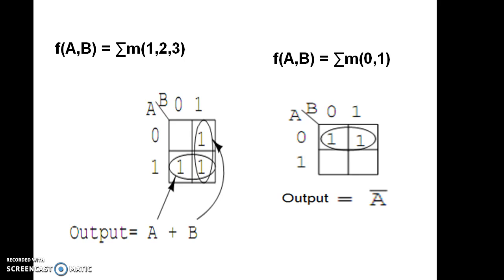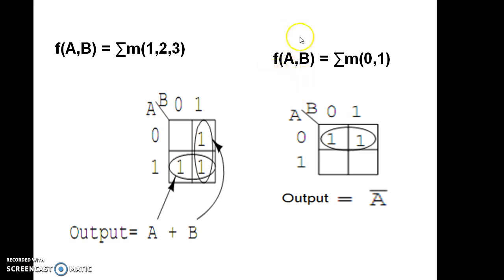Consider the example, two variable kmap, function a comma b equal to summation of minterms 1, 2, 3. So we write 1 for these minterms in the kmap. We have to group two adjacent pairs, first horizontal and then vertical. So we consider the vertical group as b and the horizontal term as a.